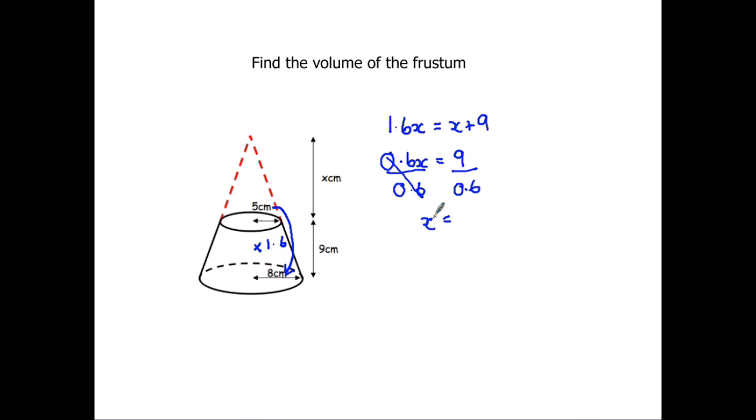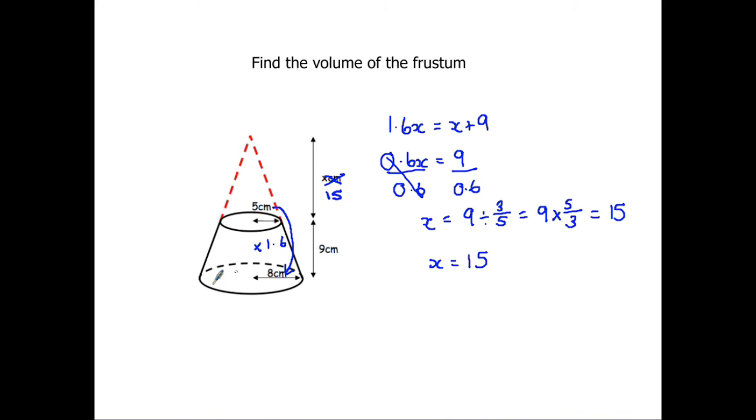9 divided by 0.6. Could do with the calculator, but we can sort that out anyway because we know what 0.6 is: 3/5. So it's 9 divided by 3/5. And if you divide a fraction, it's the same as turning it into a multiply and flipping the second one. So that's 9 times 5 over 3, or 9 times 5 is 45, divided by 3 is 15. So x is 15.